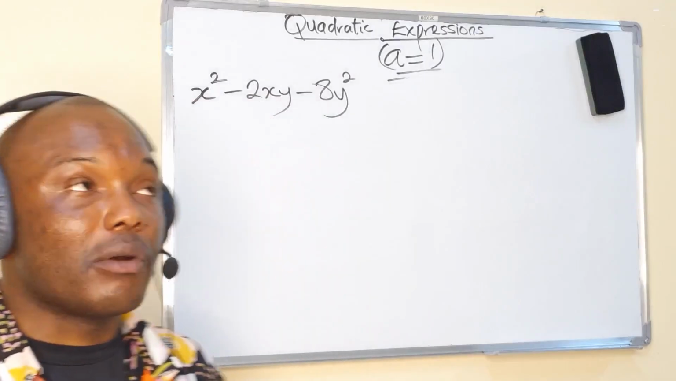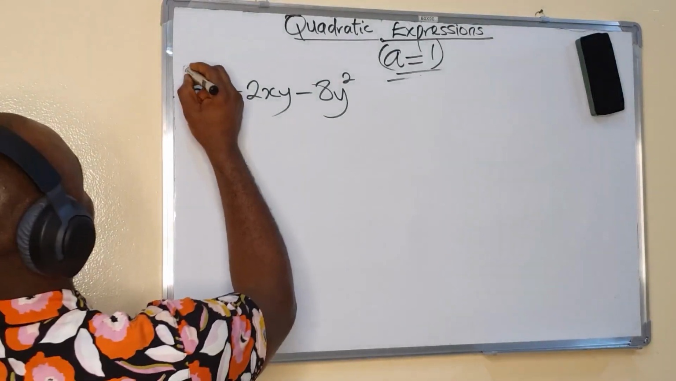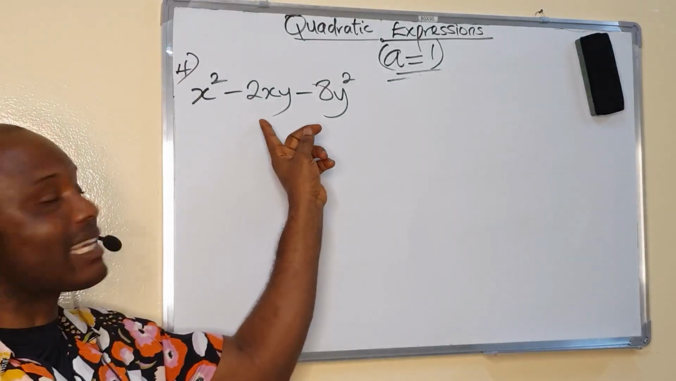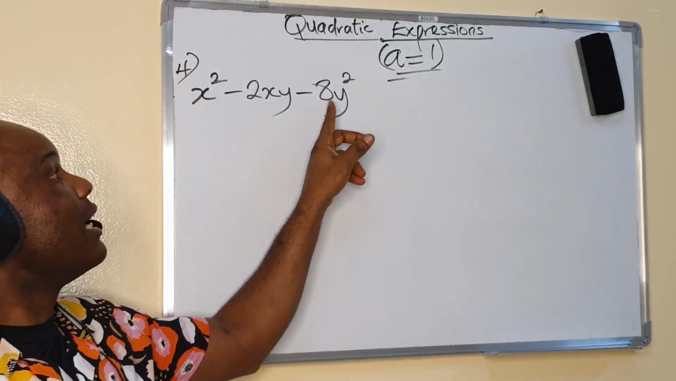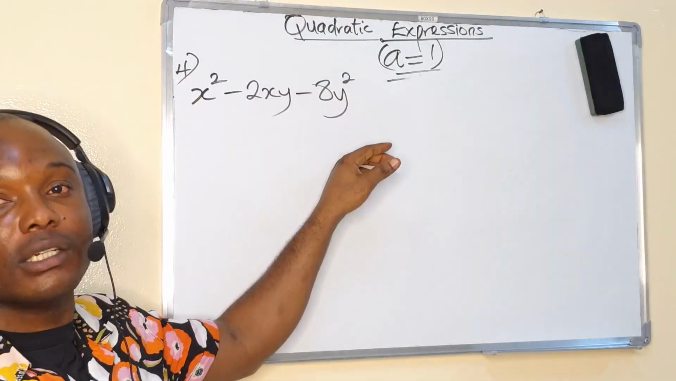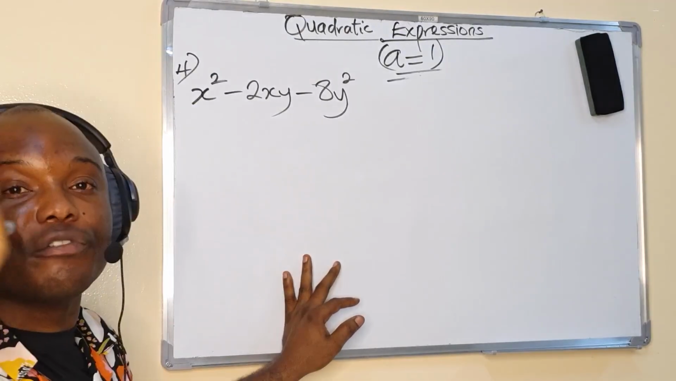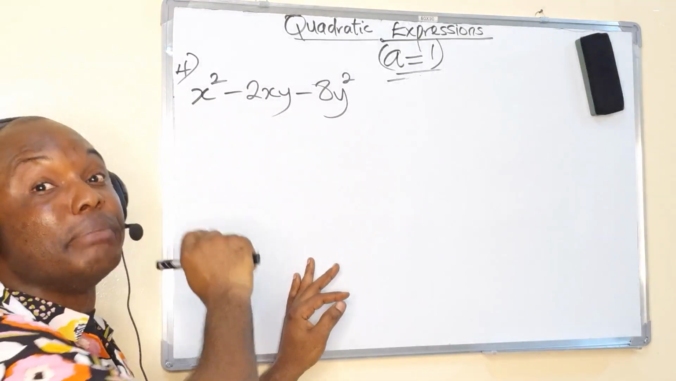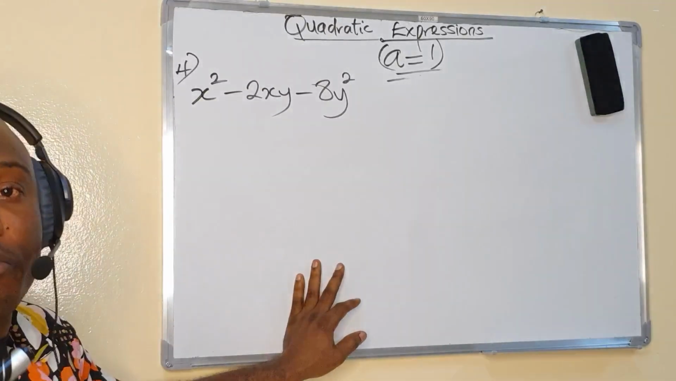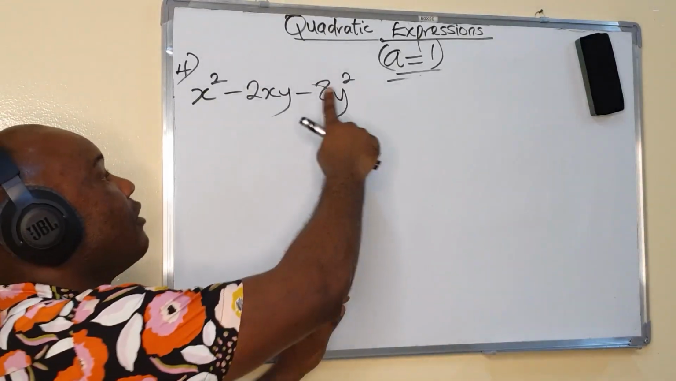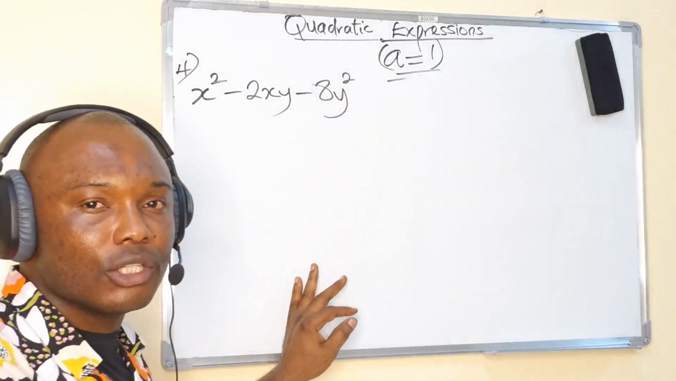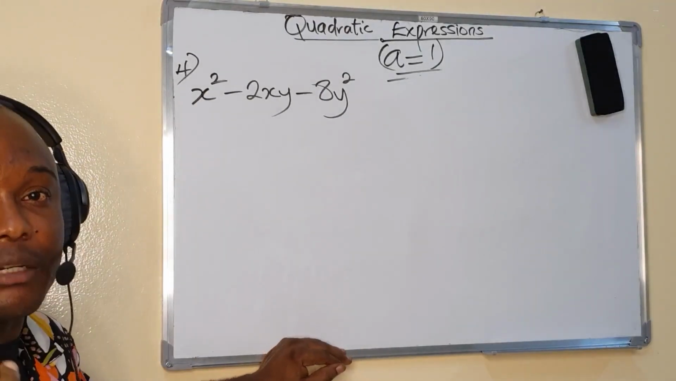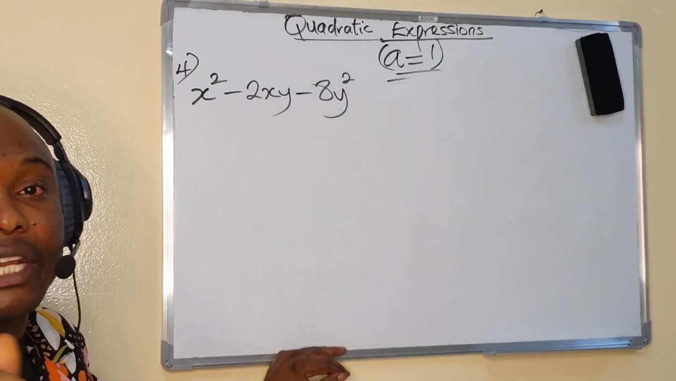Let's do it. Now, for our last example, which is of course example number 4, we are given x squared minus 2xy minus 8y squared. Our very first focus is to look for two numbers that when added together will give us -2, that's b. And at the same time, the same two numbers when multiplied together will give us -8. So what are the two numbers? Without wasting time, the numbers I can think about right now are 2 and -4.